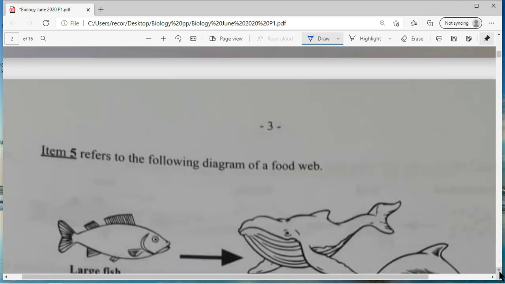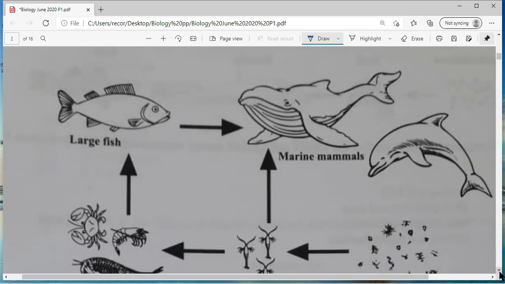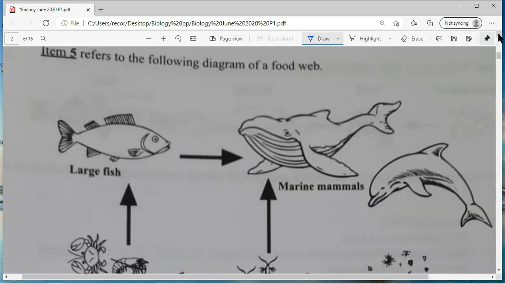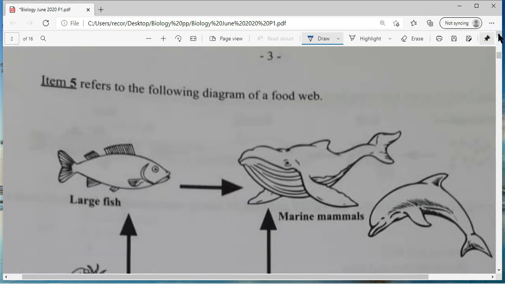So we'll move on down to question number 5, which looks at an aquatic food web. It says item 5 refers to the following diagram of a food web. And there we have some aquatic organisms, quite a number of organisms there.